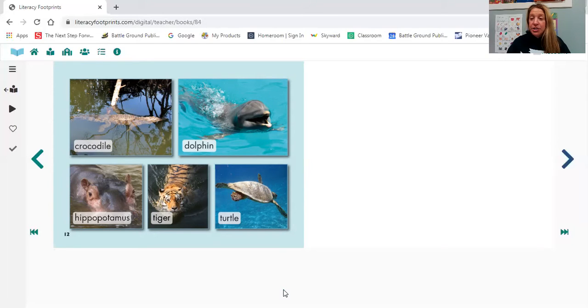Well, I invite you to rewind the video and see if you can turn the sound down and see if you can read the book all by yourself without listening to the words that I'm reading. Before we're done for today, though, I'm going to come back to this page, and we are going to do a little bit of word study or word work.